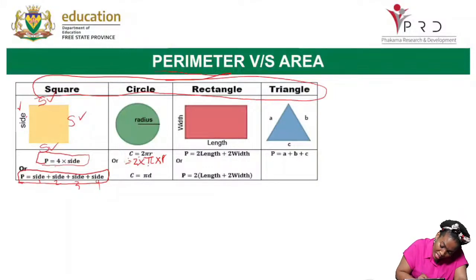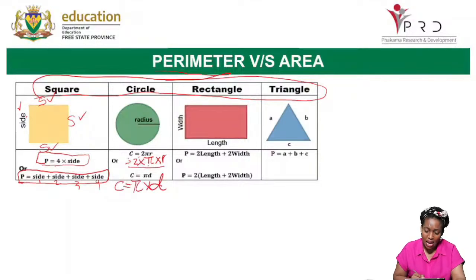Or this formula, you use it when you've got the radius. If you've got the diameter, then you use this formula that says circumference is equal to pi multiplied by the diameter. So either one of these formulas will give you the same answer.